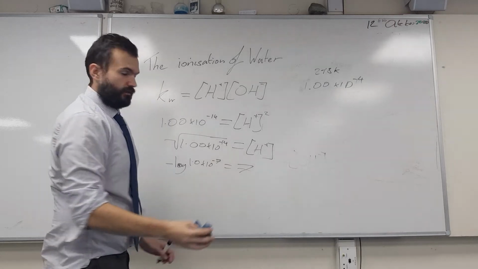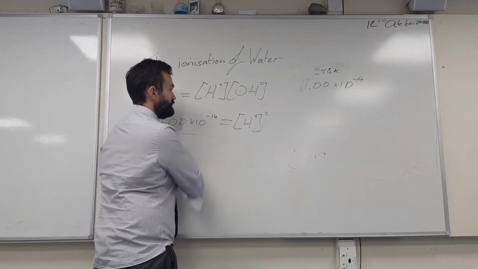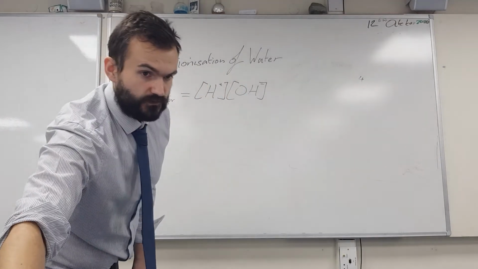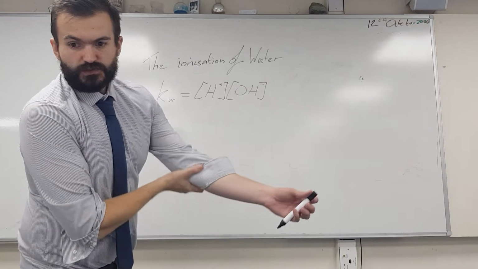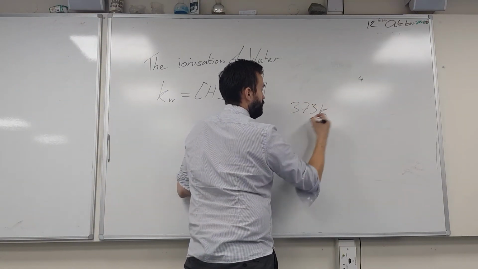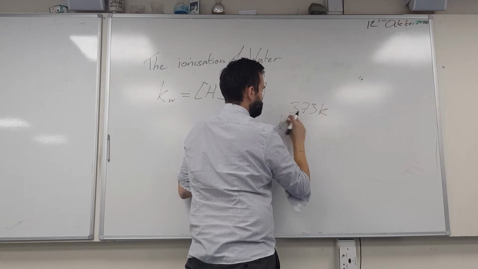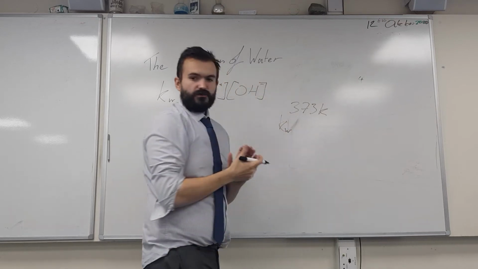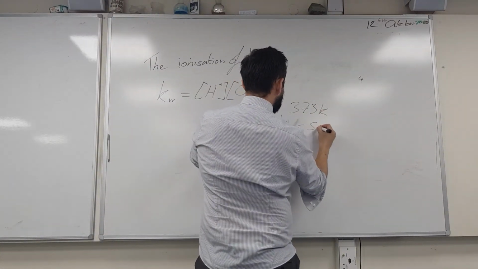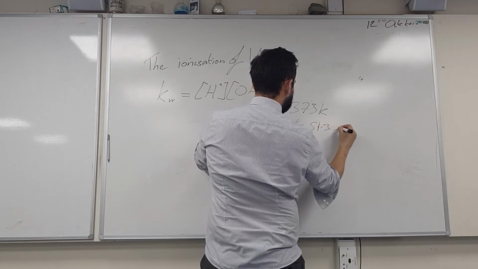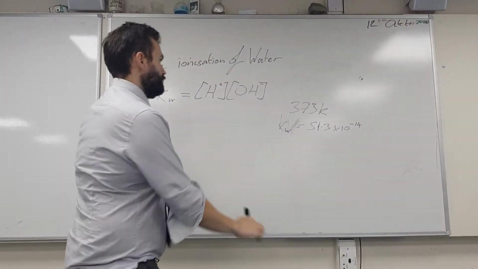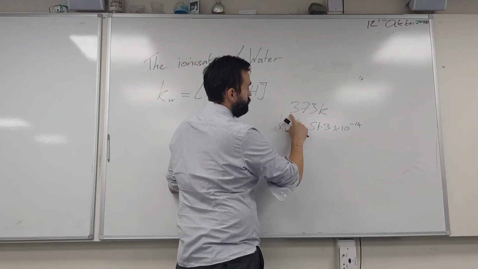If you wanted to work it out at any temperature, all you would need is the Kw. In your books, you've got a table of all the Kw values at different temperatures. If we were going to go at 373 Kelvin, the value for Kw is 51.3 times 10 to the minus 14. That's the value for Kw of water at 373K.